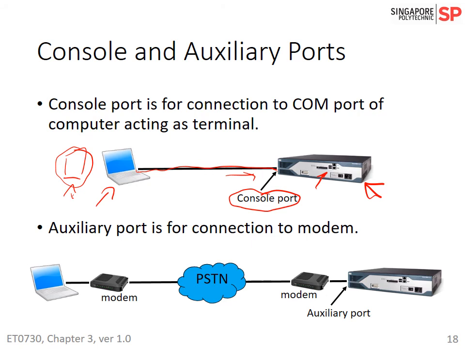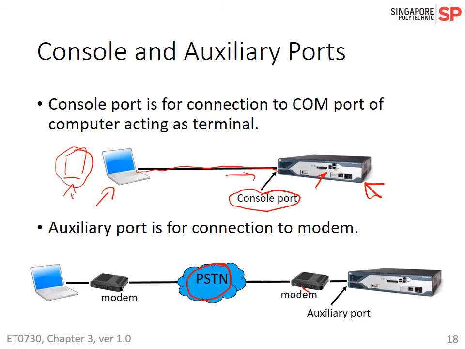Auxiliary port allows you to connect to a modem, using a telephone network, your public switched telephone network. Through the public switched telephone network, you can remotely, that means you do not need to be near the router, you can be at home, configure the router through the use of a telephone network and the modems. So auxiliary port is mainly for you to remotely configure the router.